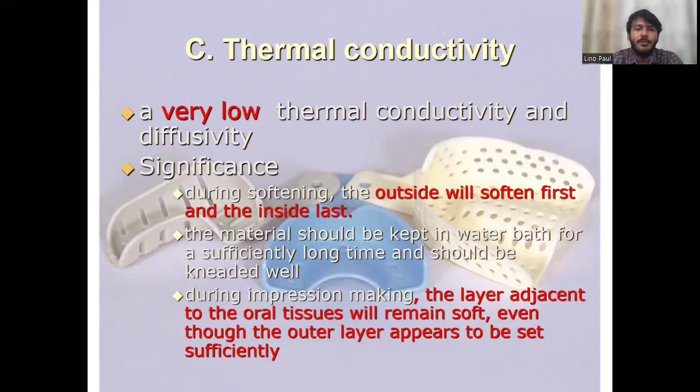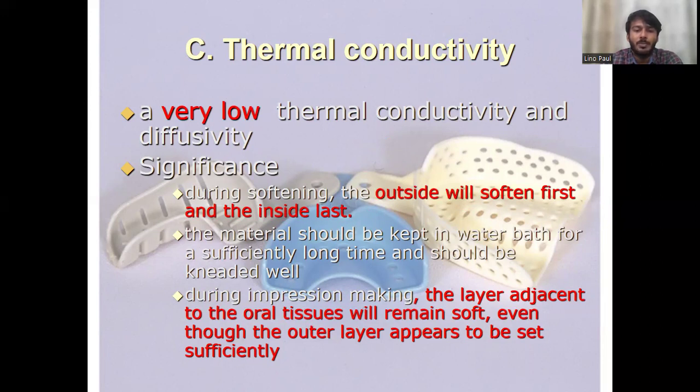Thermal conductivity. A very low thermal conductivity and diffusivity is a property of the impression compound. So what is the significance? The significance is that during softening, the outside will soften first and the inside softens last. So the material should be kept in a water bath for a sufficiently long time so that it gets uniformly softened, and then only we should knead it well.